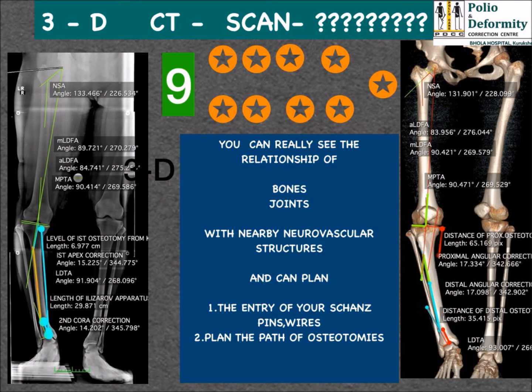And dear friends, the ninth advantage is you can really see the relationship of the bones and joint with nearby neurovascular structures, and you can plan the entry of your shank pins and wires, where they should enter. You can plan the path of their osteotomies. These are nine major advantages along with many others.